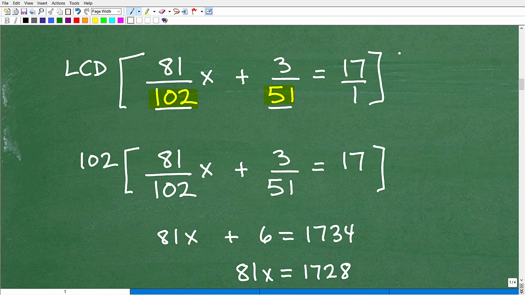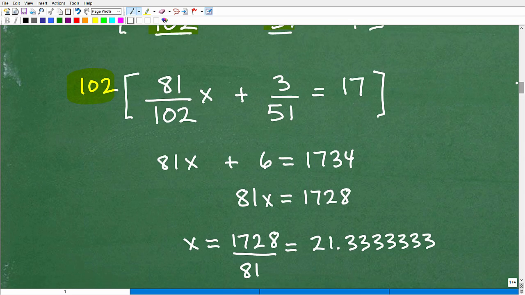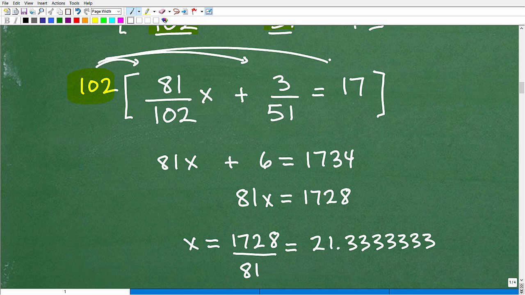The LCD here is 102. Maybe you just picked up that 51 times 2 will be 102. Then we have this 1. If we multiply this entire equation by the lowest common denominator, the lovely thing about that is that it will clear the fractions. So this is the technique you want to use. Let's go ahead and see how that's done. So 102 times each term in the equation.